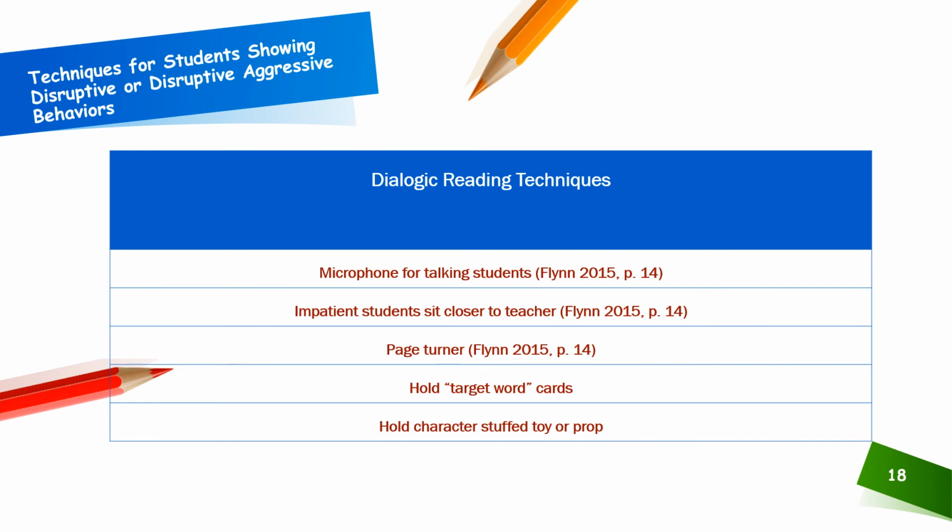Okay, everyone, we're in the home stretch. So techniques for students showing disruptive or disruptive aggressive behaviors, you're going to want to have your dialogic reading techniques all together, ready to go before you start your dialogic reading lesson. So you're going to want to have a basket, and in that basket, you're going to want to have one of those plastic microphones, and that's for the children who are answering the questions. You're going to want to make sure that they have a microphone to hold on to. And then when it's another child's turn to answer the question, then they get to hold the microphone. For impatient students, they need to be able to sit closer to you. And then for other students who need to keep their hands moving, you're going to want to have them be your page turner.